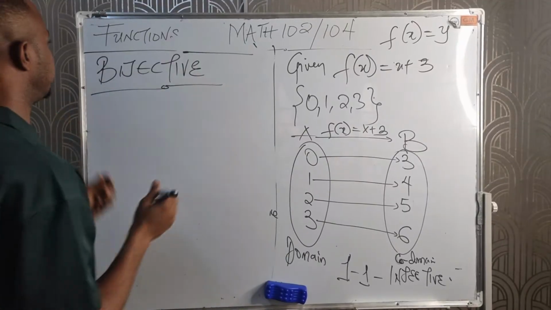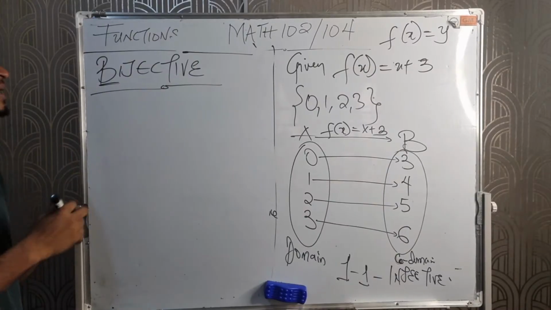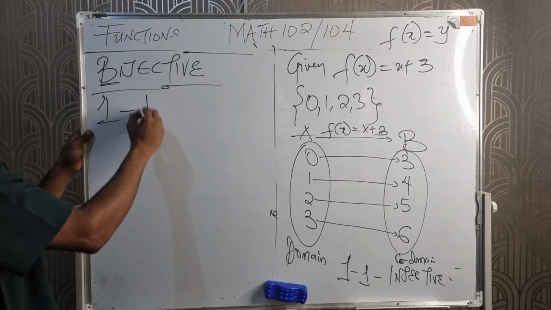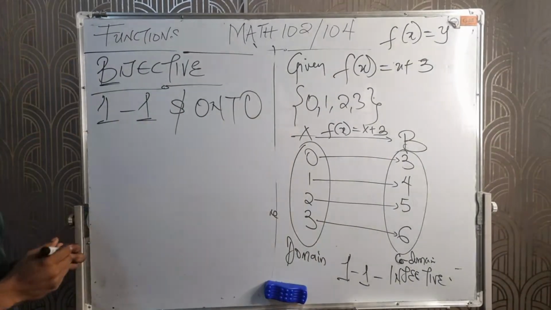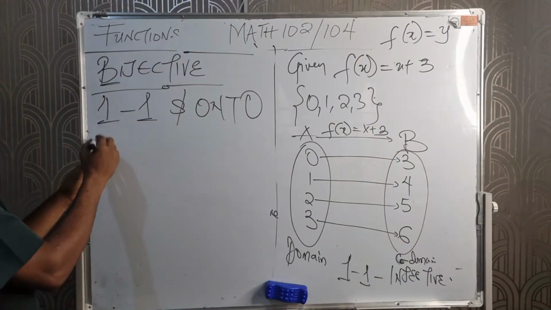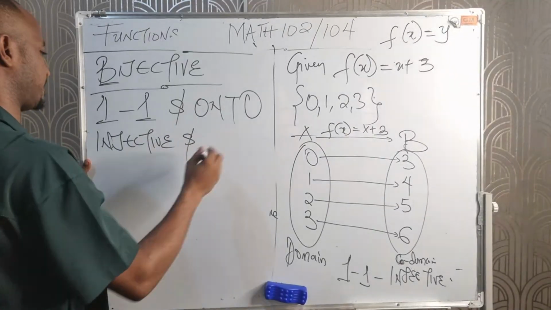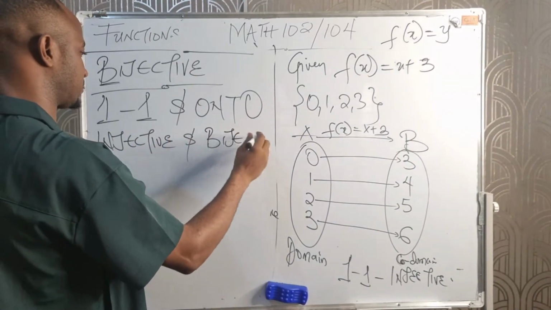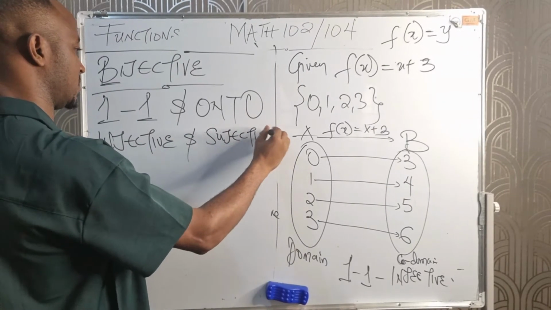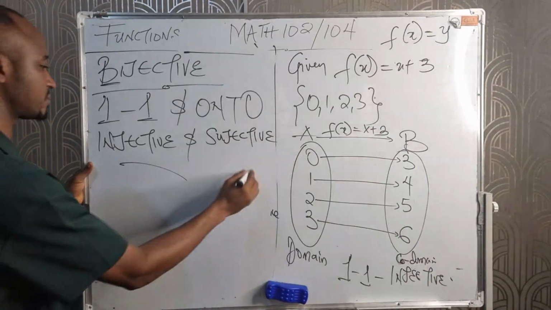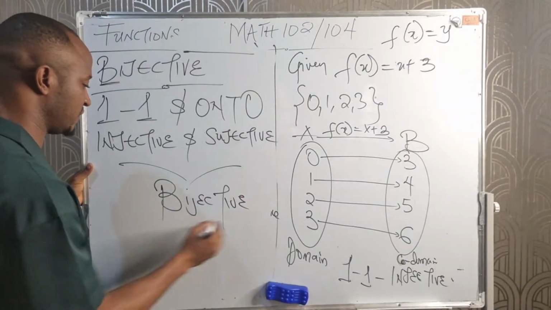What is the bijective function? The word bi means two. Bijective simply means a function that is both one-to-one and onto at the same time. That is, when a function is both injective and surjective, we call such a function a bijective function.